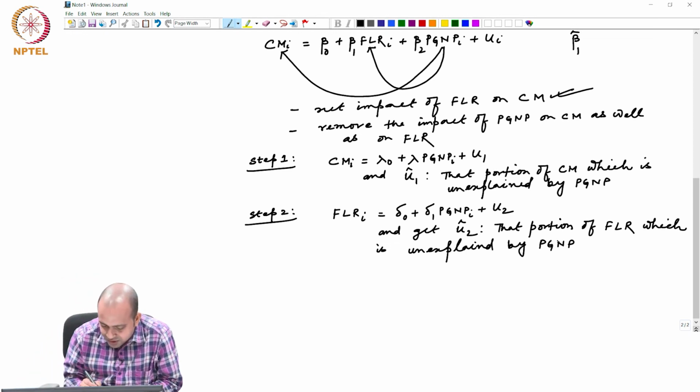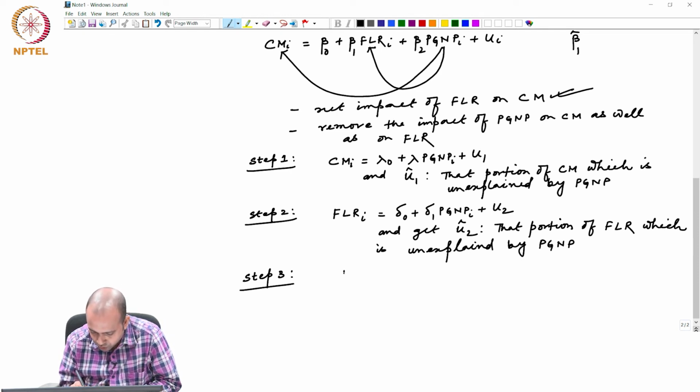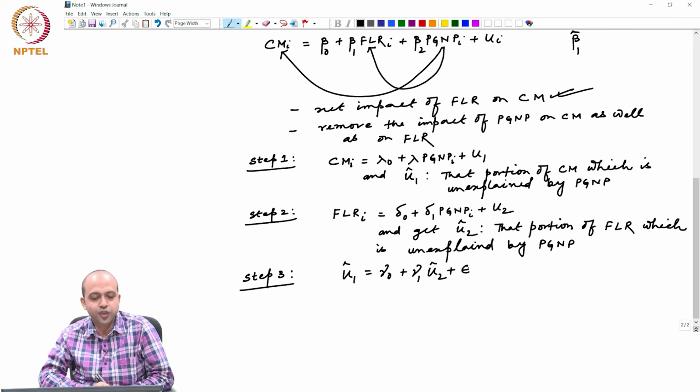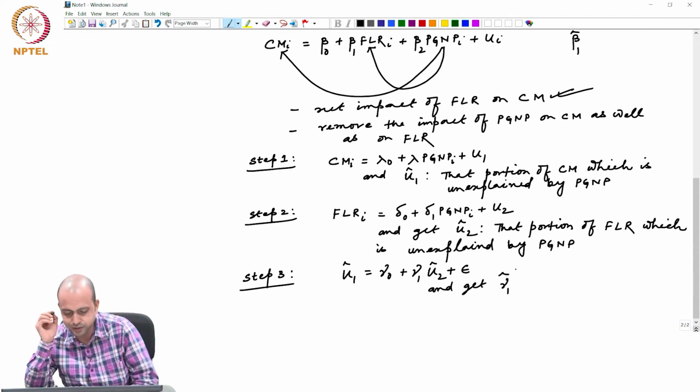right. And then in step 3, what we should do? We will run another regression of U1 hat equals to, let us say, gamma 0 plus gamma 1 U2 hat plus, let us say, epsilon. Okay. And from this regression, what we will get? We will get, let us say, gamma 1 hat.